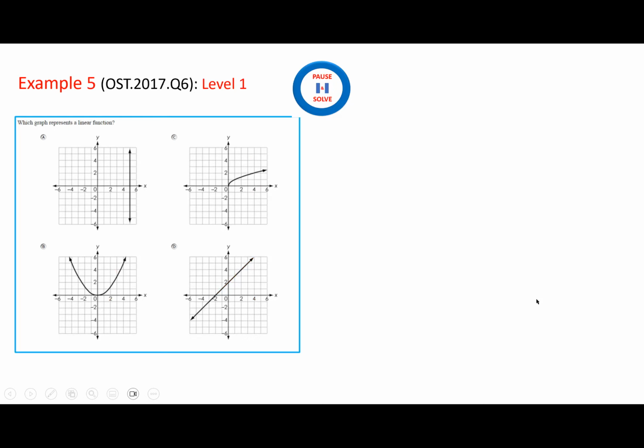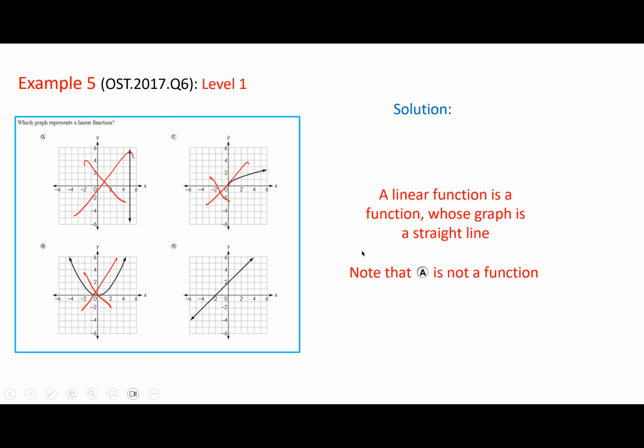Example number 5. Which graph represents a linear function? The same as before. This one is not linear, obviously. This one is not linear. This one is not a function. And this is the only option left for you. The answer is D.